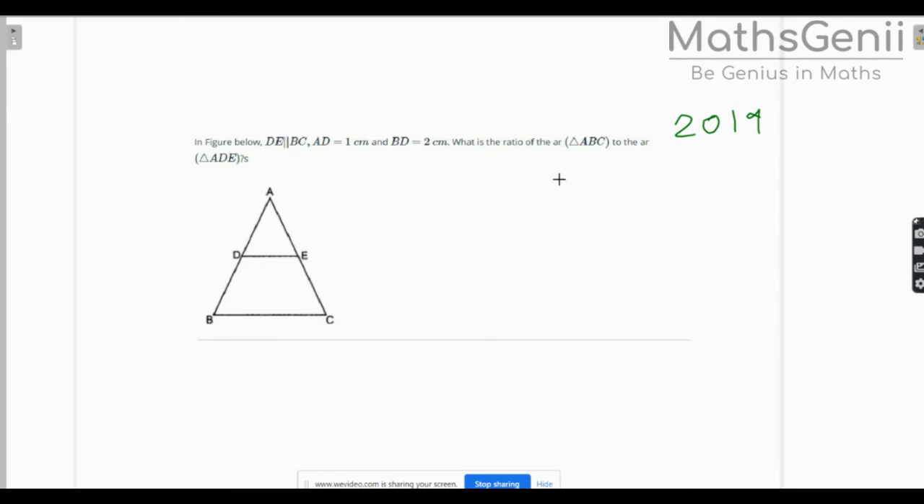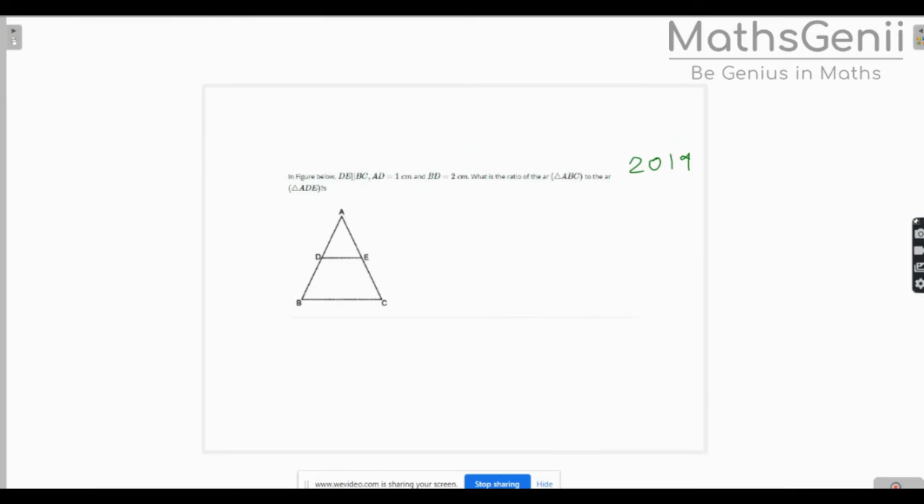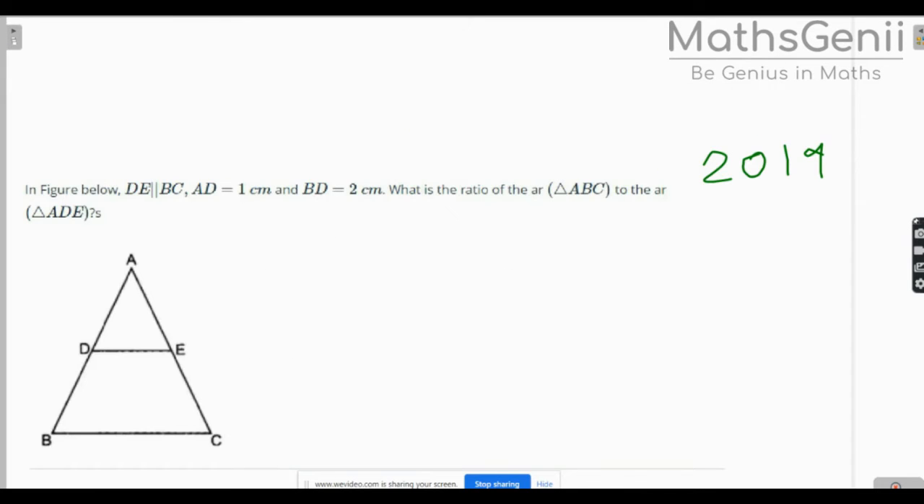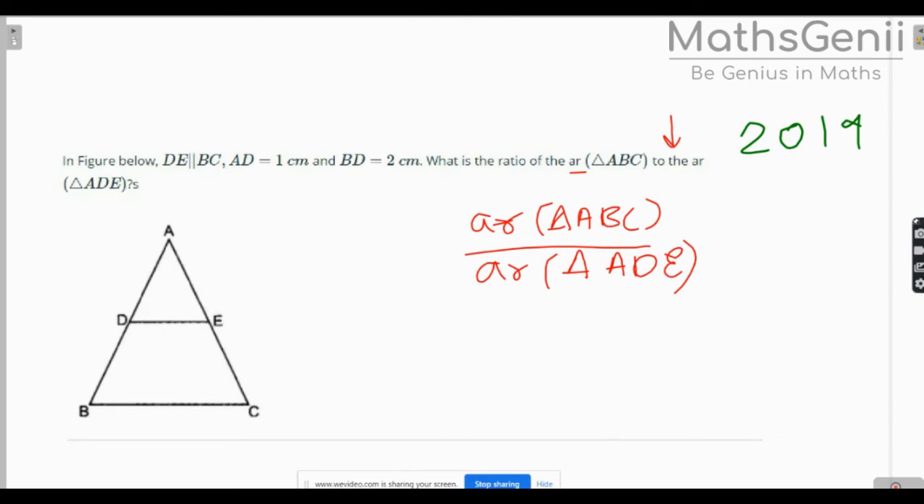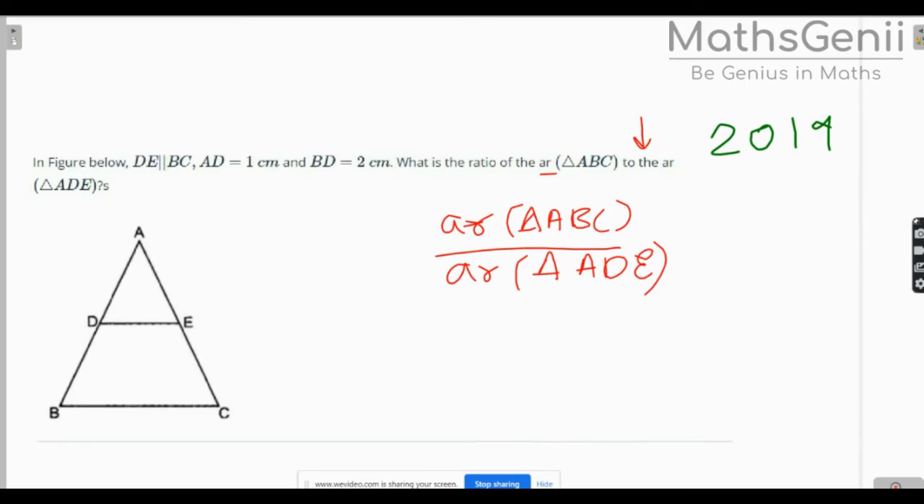Again, same. What is he asking me in the question? Read the question. He is saying area of triangle ABC to the area of triangle ADE. What did I just teach you? How do you write this? AB square upon AD square. Correct?